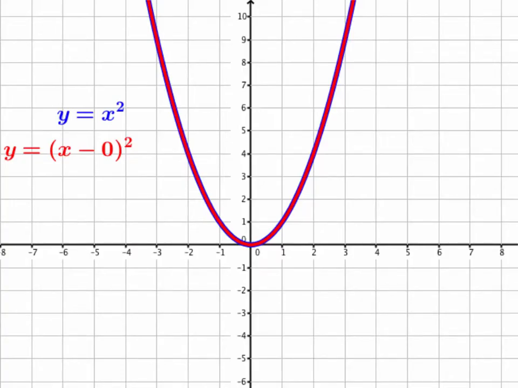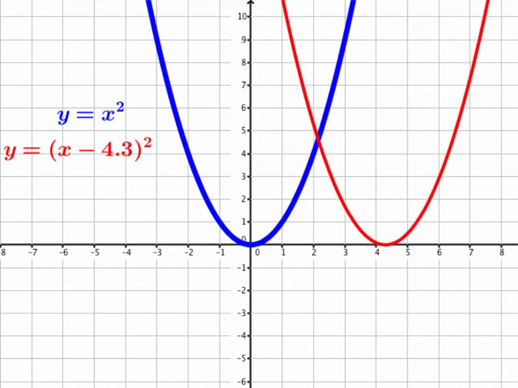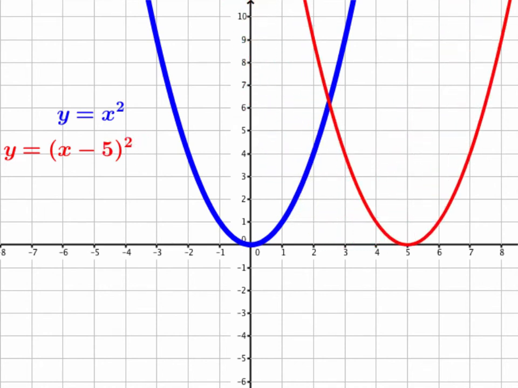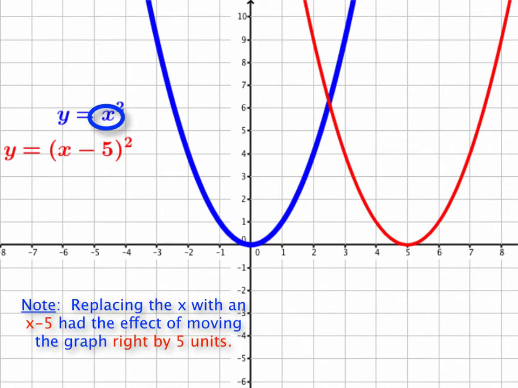All right, once again, we've got a red and blue graph right on top of one another. The blue graph is y equals x squared, and the red graph right now is the exact same thing, y equals the quantity x minus 0 squared. But let's see what happens when we replace this x with an x minus 5. Just as we suspected with our hand-drawn graph, replacing the x with an x minus 5 had the effect of shifting our graph to the right 5 units.